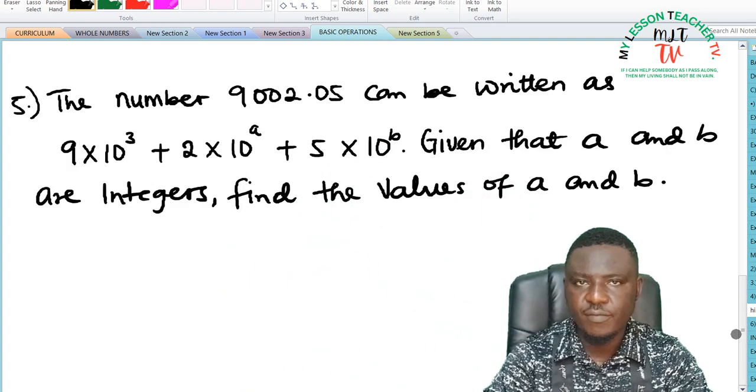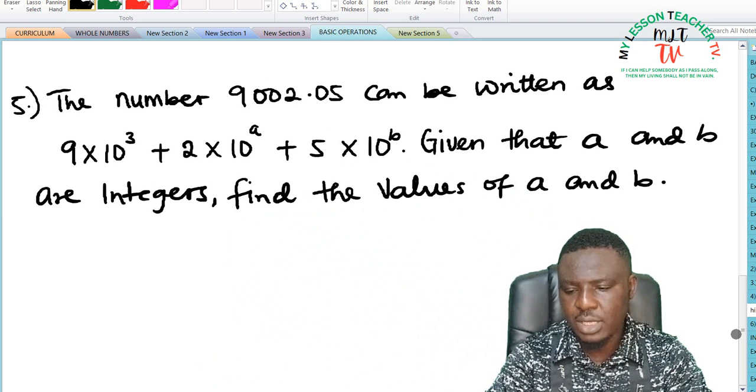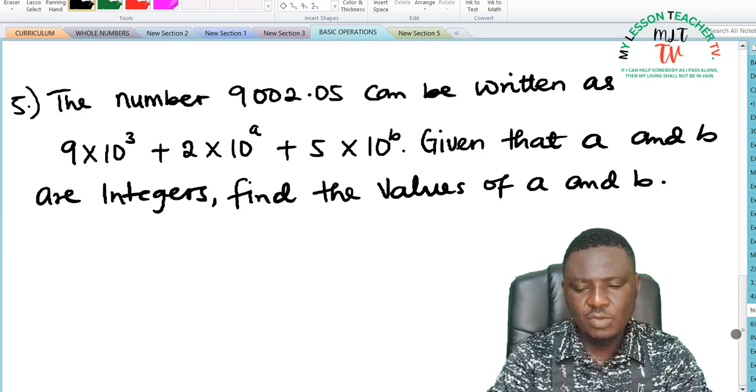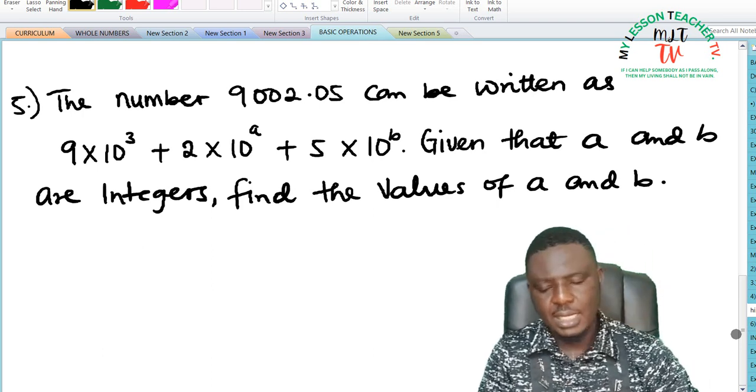Question 5. That the number 9002.05 can be written as 9 times 10 raised to the power of 3 plus 2 times 10 raised to the power of A plus 5 times 10 raised to the power of B. Given that A and B are integers, we should find the values of A and B.